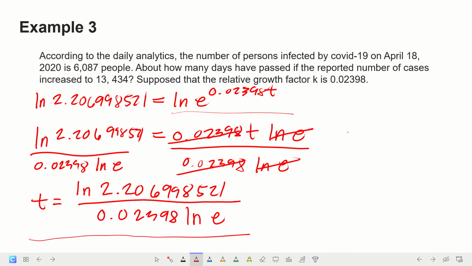When you plug this in your calculator, the time will be equal to 33.01, or approximately 33. Since we defined the time here as days, this is 33 days. So, it will take 33 days to increase the number of infected to 13,434. You just construct a concluding statement. It's up to you how you construct your concluding statement, as long as your answer is correct.